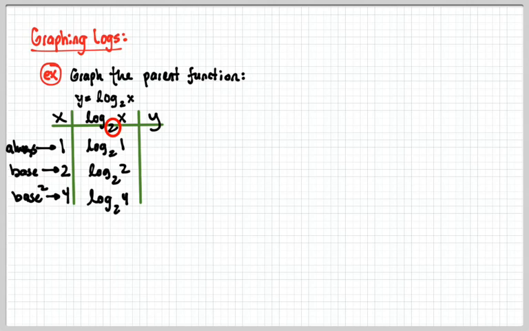Now we're going to evaluate these. And I get 0, 1, and 2. 2 to the 0 is 1, 2 to the first is 2, and 2 squared is 4. So now I can move over to my graph.